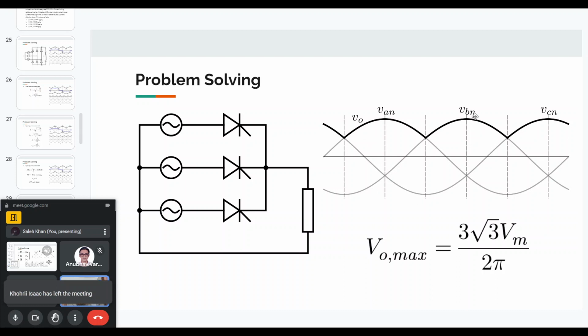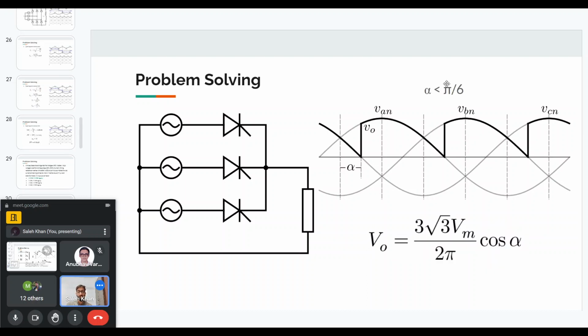If you find the average value of this voltage, the maximum voltage will be given by this formula. But now the question is asking, at what firing angle will we get 50% of this V max? If we have a firing angle less than 30 degrees, pi by 6, we will get a voltage waveform like this. This is alpha, the firing angle, and if you find the average, you will get this equation: the maximum voltage times cosine of alpha.